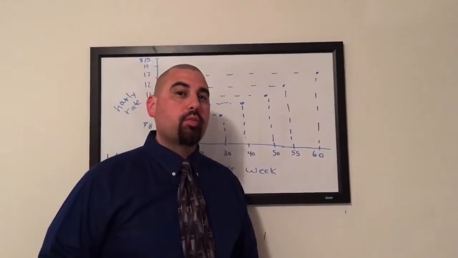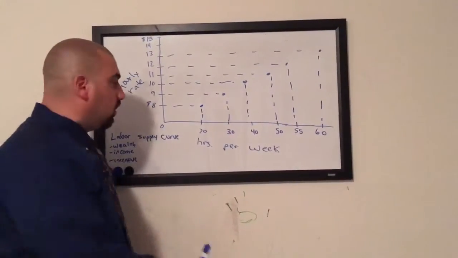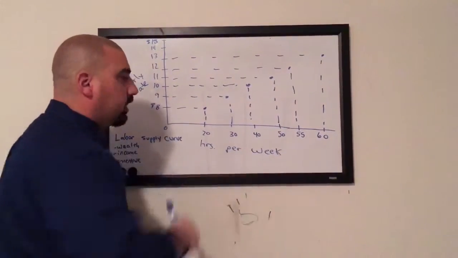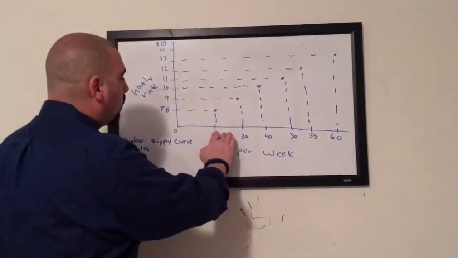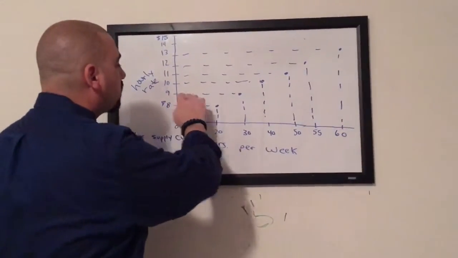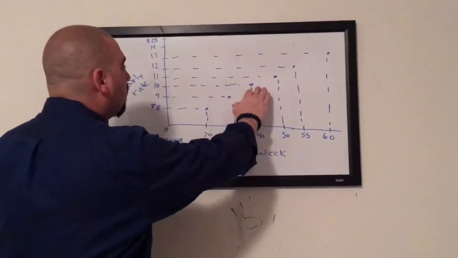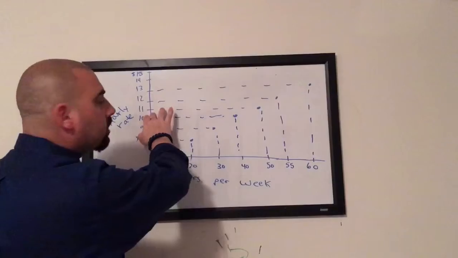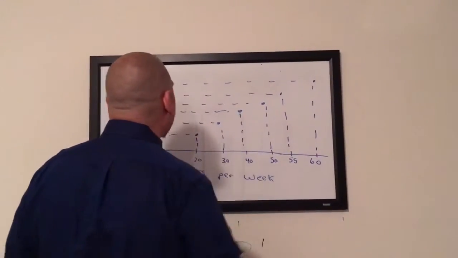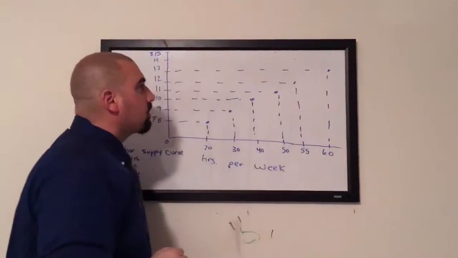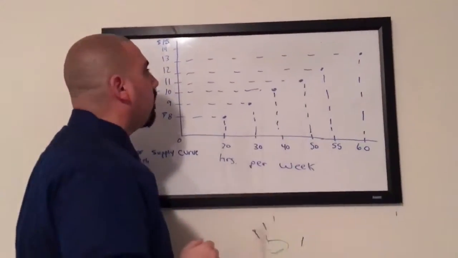Labor supply curve. Basically, I've put together a graph that shows the hourly rate along with the hours per week that are worked. So as you can see, I've plotted out $8 per hour, 20 hours a week, $9 per hour, 30 hours a week, $10 an hour at 40 hours per week, $11 per hour at 50 hours, $12 an hour at 55 hours, and if somebody's working 60 hours a week, they're making $13 an hour.